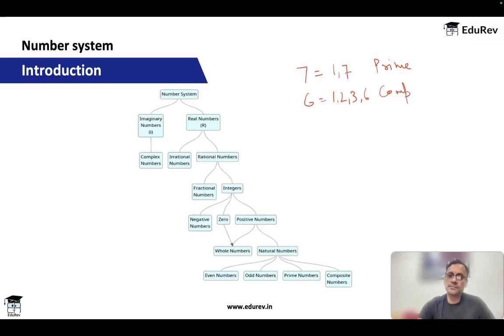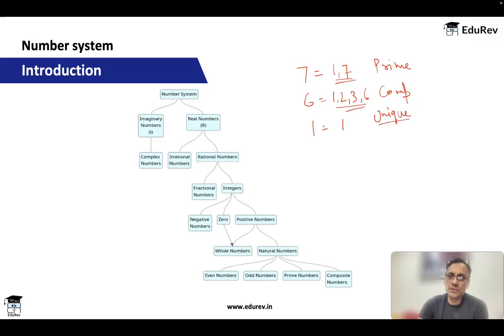Any number which divides a given number completely is called a factor. So a prime number will have only 2 factors. A composite number will have more than 2 factors. That means a minimum of 3 factors. Now you may ask me, what about 1? 1 has only 1 factor. So 1 is called neither prime nor composite. It is called a unique number.